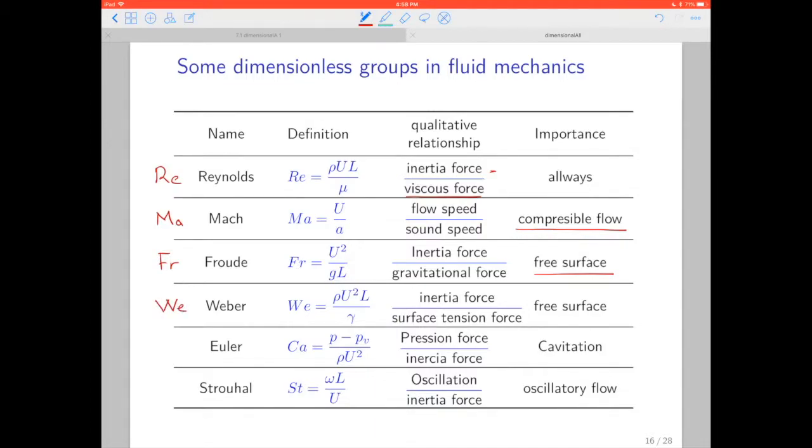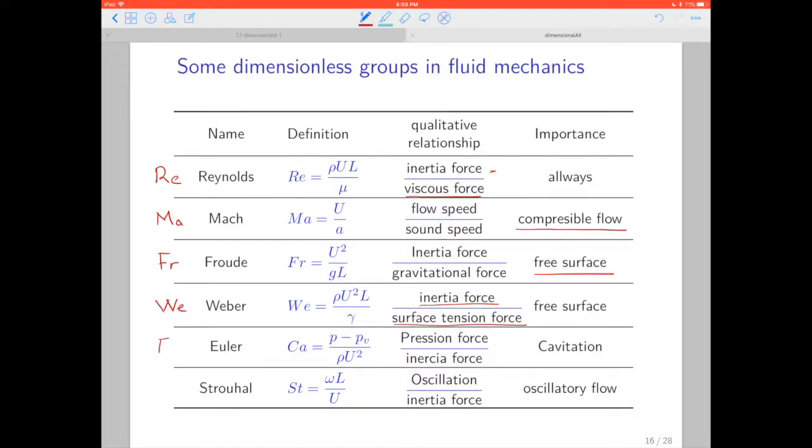Another number is the Weber number. The Weber number is the relationship between inertial forces and surface tension forces. So if we are considering examples such as an insect standing on the water, or the capillarity effect, the Weber number is going to be an important one.